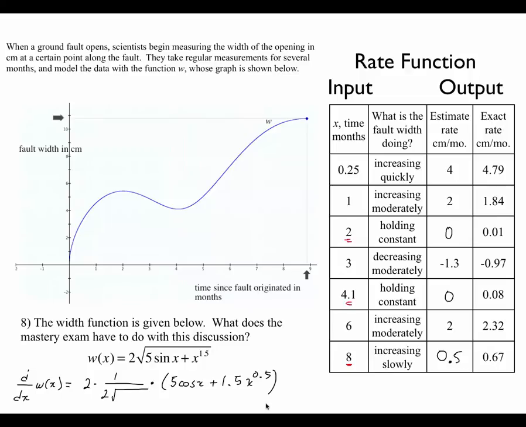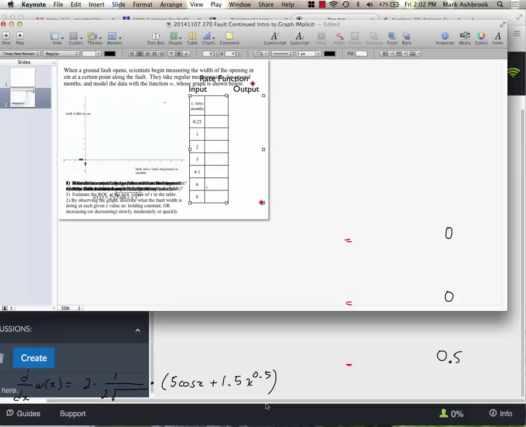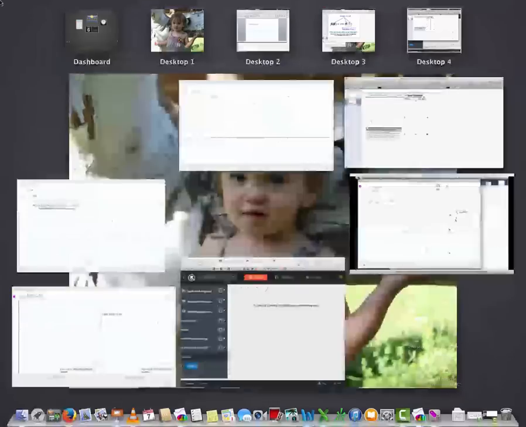So how are our estimates compared to the exact values? Really good. Pretty good, right? All of them are close in the ballpark. Is there another part to this? Okay, so let's go to GC.